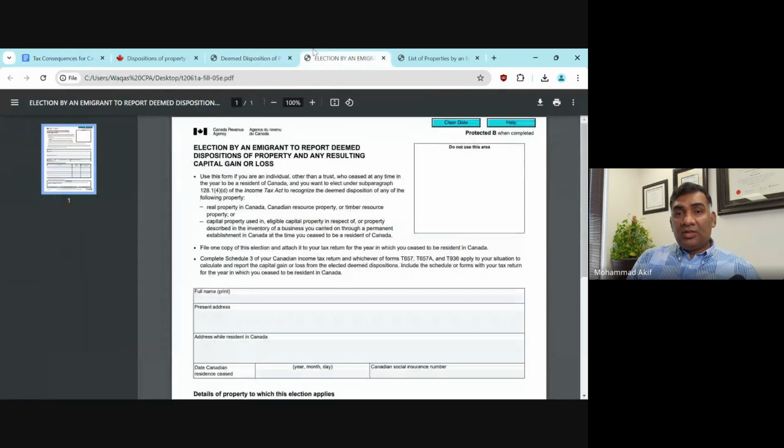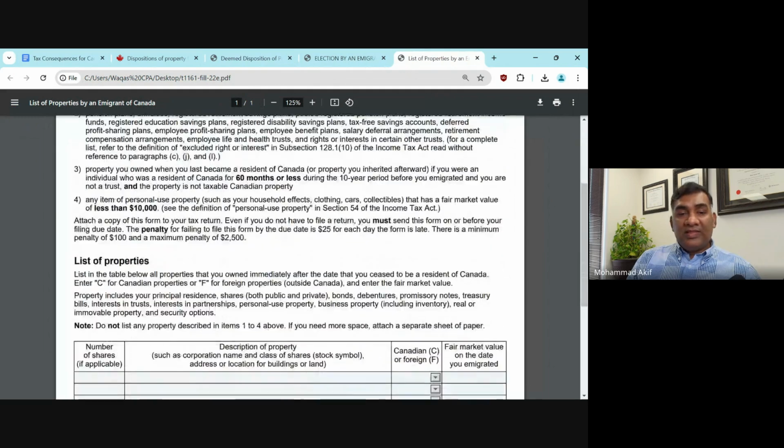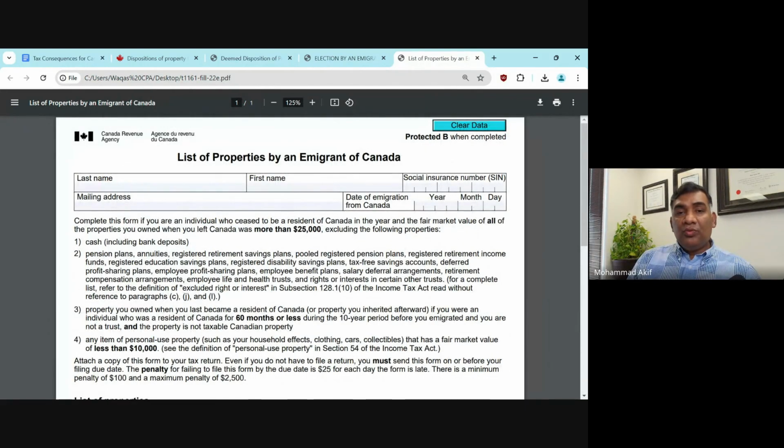So let's talk about the list of properties. This is the form T1161. As you can see, if you're leaving Canada and you have more than 25,000, you have to report this form.